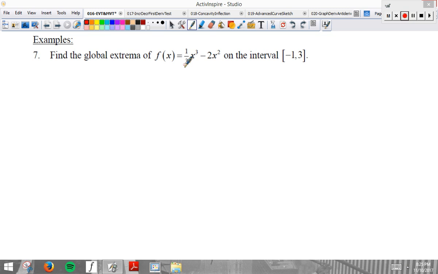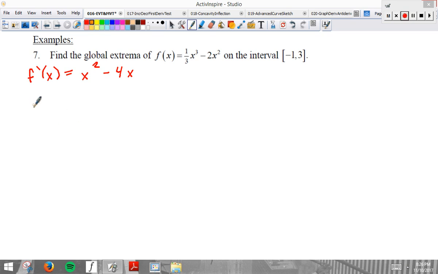The first step is to find the critical numbers of the function. To find the critical numbers of this function, we will need to find the derivative f prime of x. So by now you should be getting good with derivatives, and you should see that 3 times 1/3 will be 1, x to the 2. 2 times -2 is -4, x.